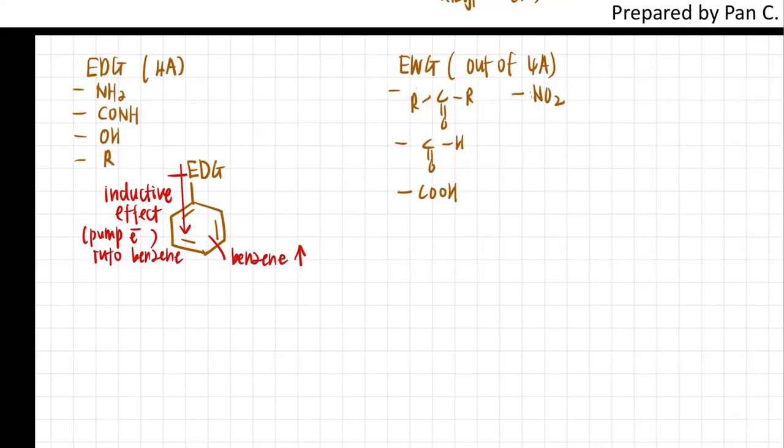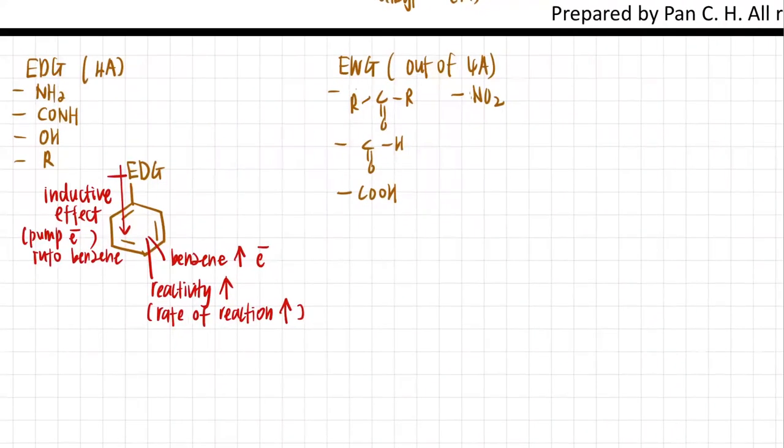So this increases the density of electrons inside the benzene ring. When the benzene ring contains a lot of electrons, the electron density gets higher and higher. So this makes the resonance system become more and more stable. When the resonance system becomes more stable, the reactivity increases. When reactivity increases, your rate of reaction also increases. The time taken for the process to succeed becomes faster and faster.